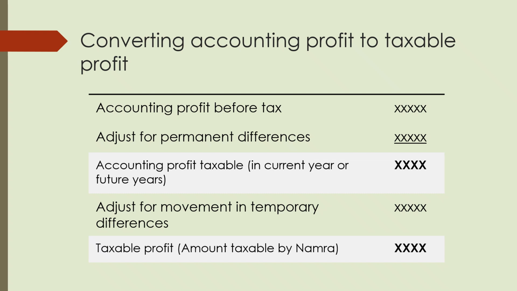That amount will give us an accounting profit that is taxable in the current year or in future years. Then we make an adjustment for the movement in temporary differences. Thereafter, we will get our taxable profit. The taxable profit is the amount that is taxable by the Namibian Revenue Authority or any other tax authorities.